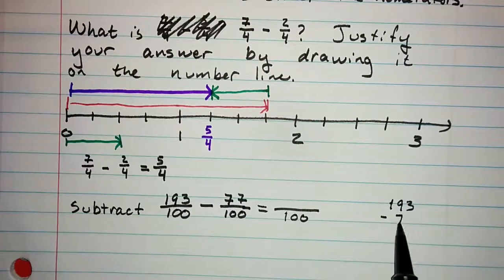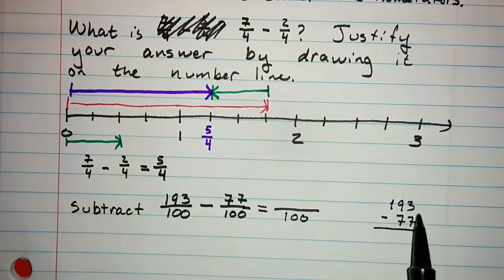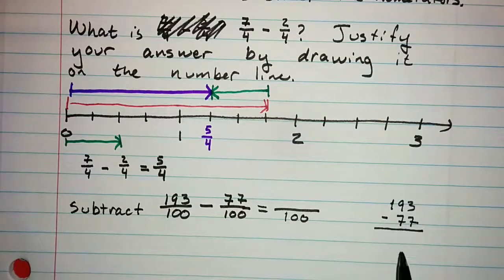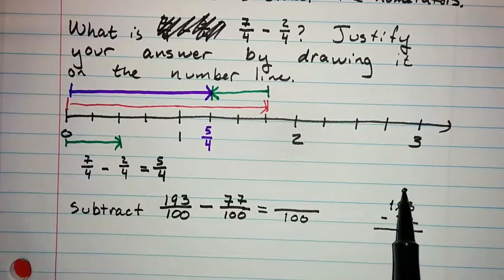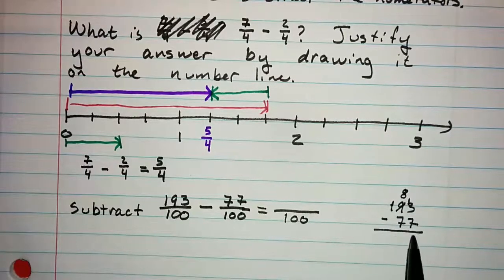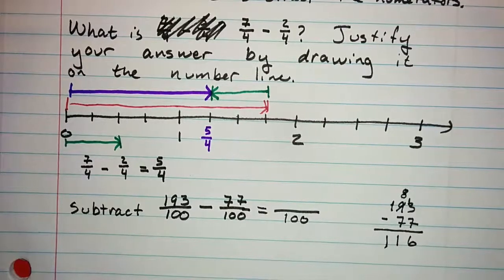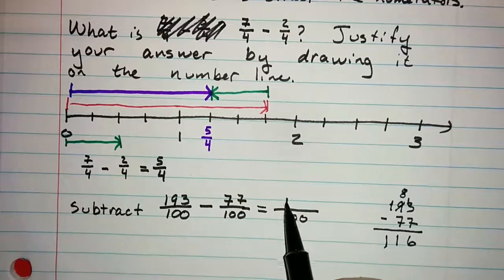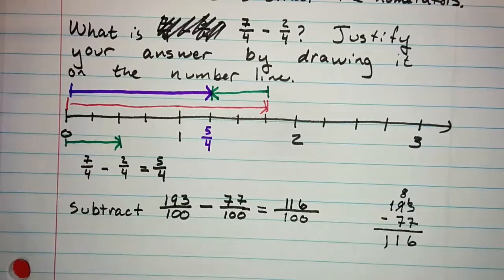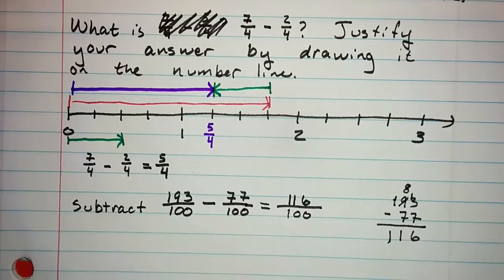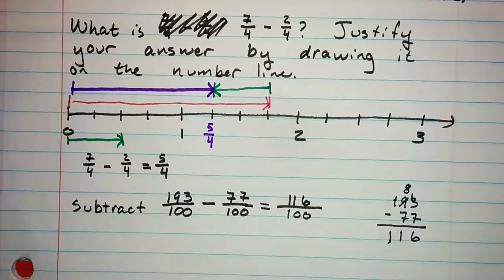193 minus 77. 3 minus 7, I can't do it, I've got to borrow. 13 minus 7 is 6. 8 minus 7 is 1. 1 minus nothing at all is 1. I have 116 100ths. Notice that sometimes, as in this case, we'll be able to simplify the difference, but we don't always have to. In this case, we're going to skip it.